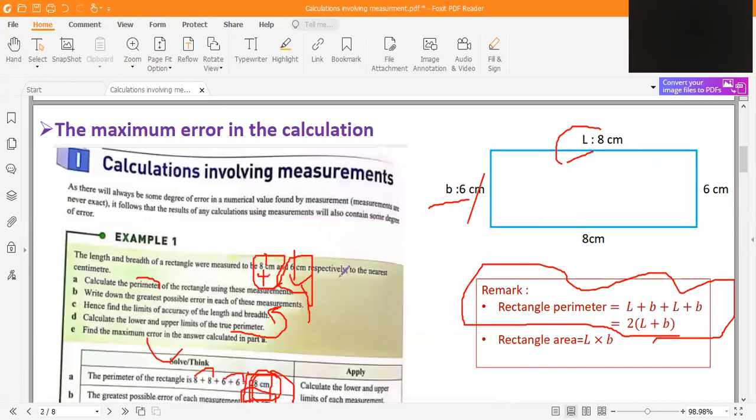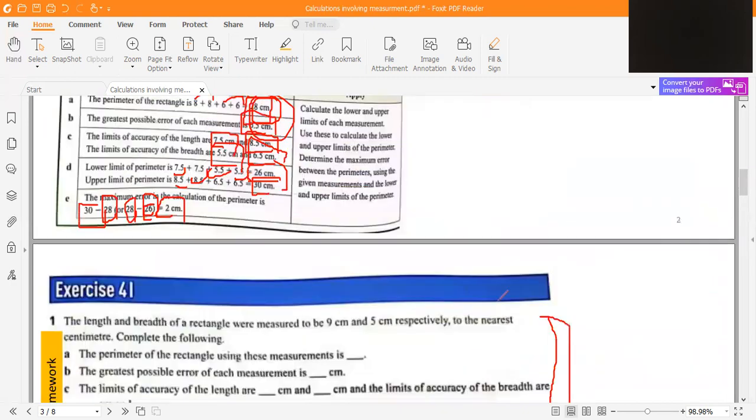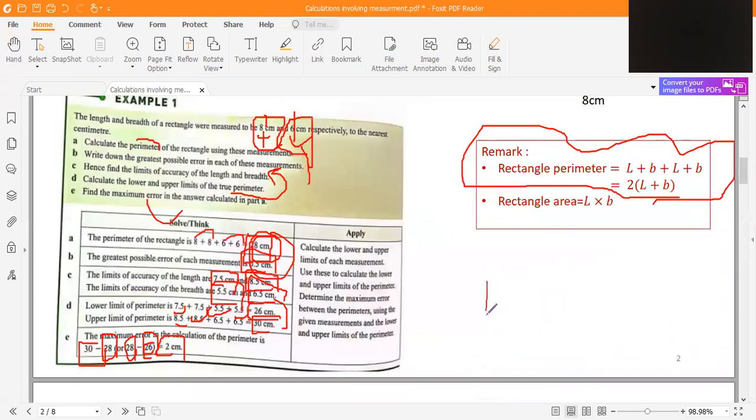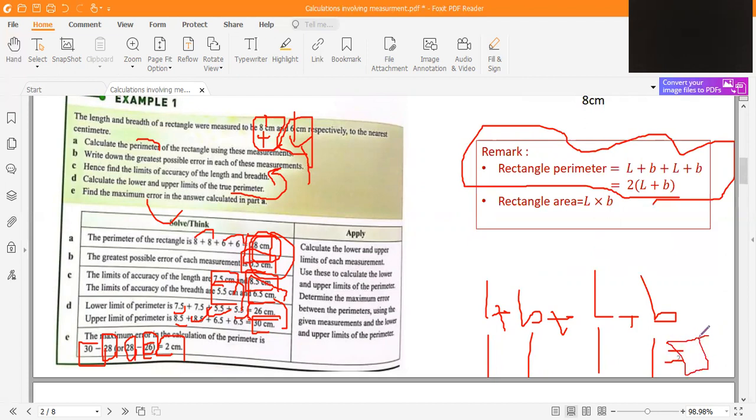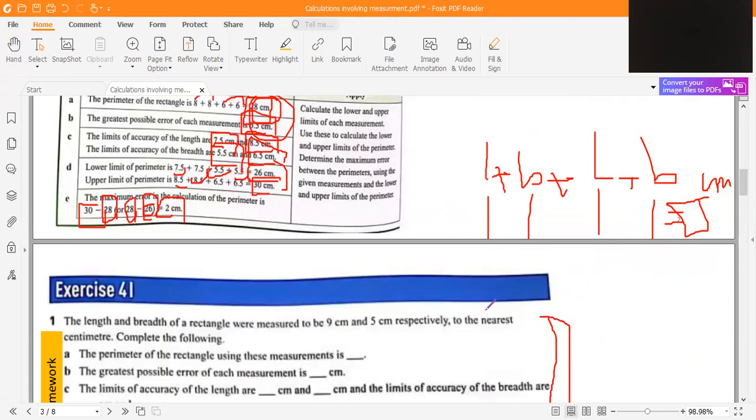First, in the perimeter, we add the length and the breadth: L plus B plus L plus B. Each one of these sides is measured using the same unit, centimeter. So when we add, we obtain a numerical value with the same unit of length, centimeter. For example, the measurement unit here is centimeter.